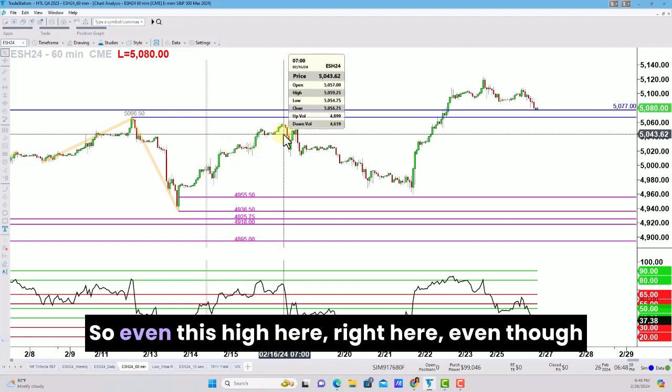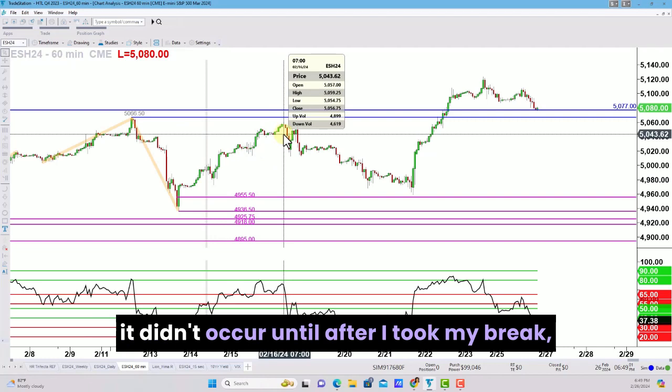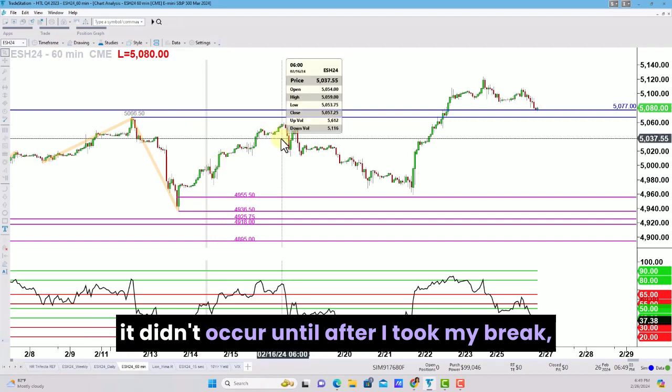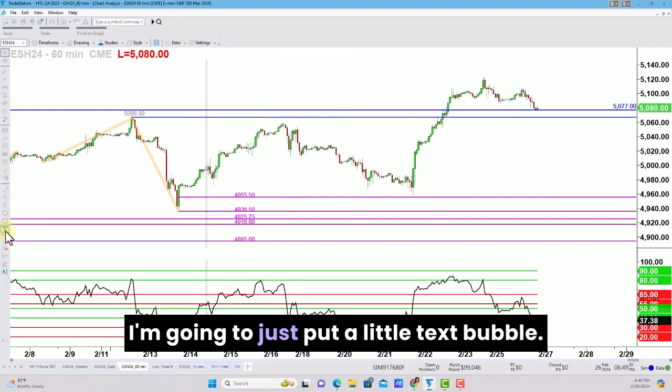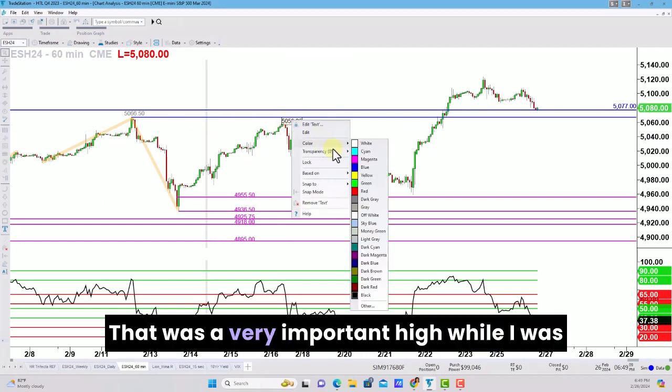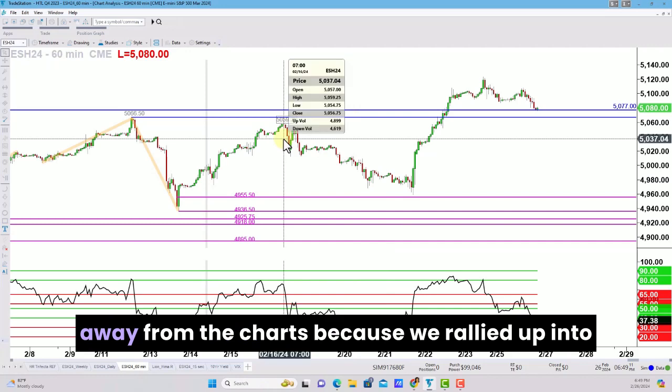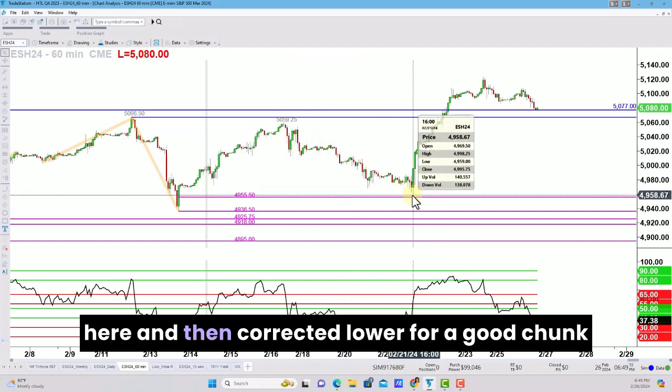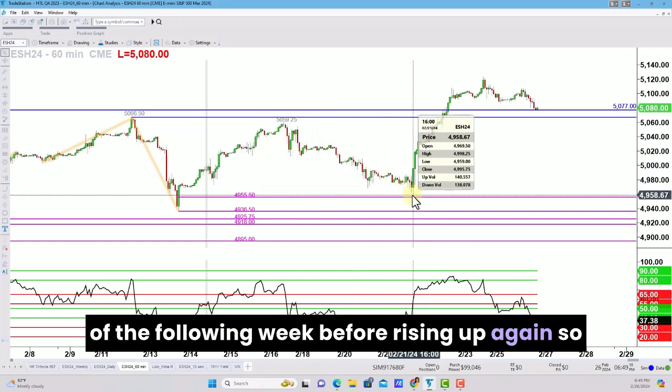So even this high here, even though it didn't occur until after I took my break, I'm going to come back and note this. I'm going to just put a little text bubble, 5059.25. That was a very important high while I was away from the charts because we rallied up into here and then corrected lower for a good chunk of the following week before rising up again.